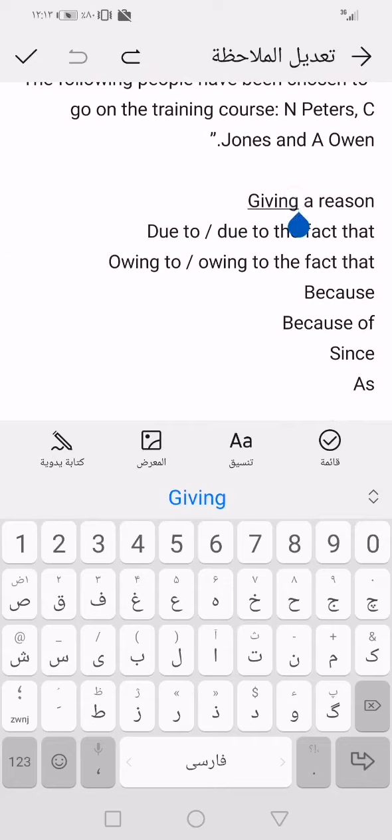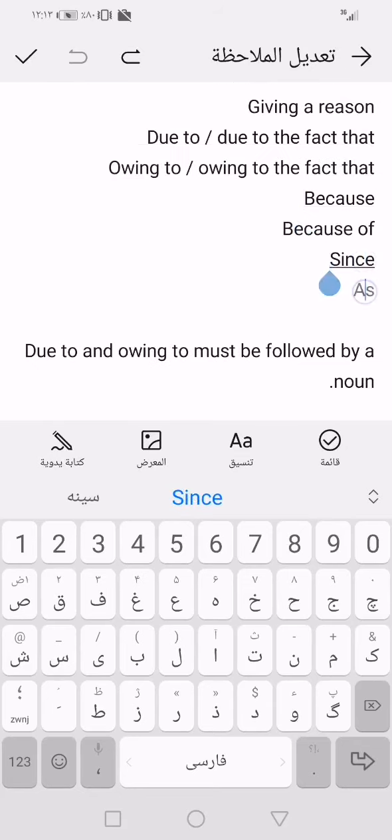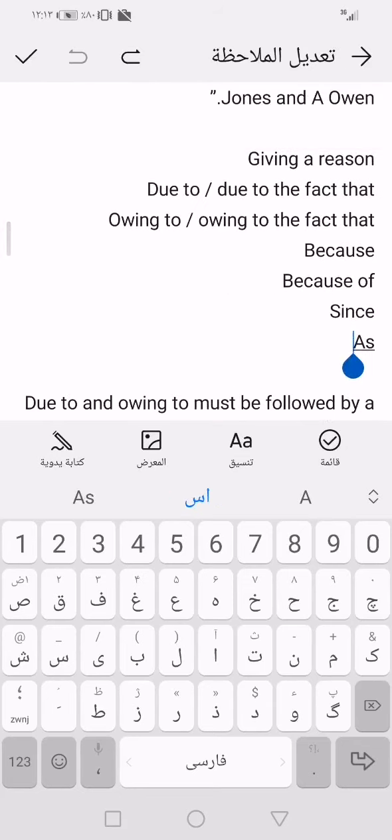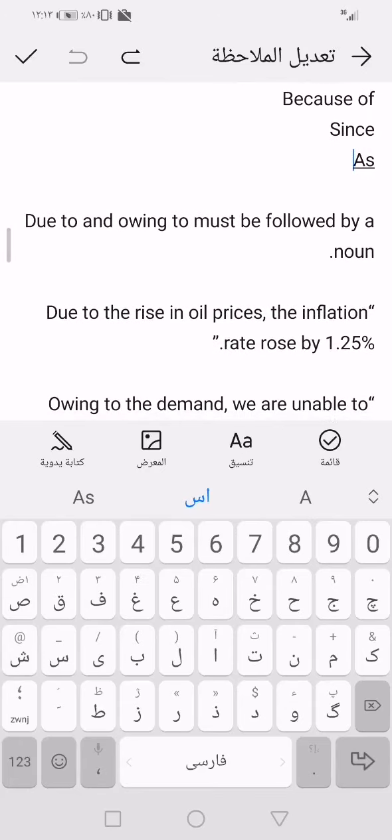Giving a reason، إعطاء سبب: due to، بسبب; due to the fact that; owing to the fact that; because of; since; as. هذه الكلمات تستخدم لإعطاء سبب. Due to and owing to must be followed by a noun. Due to and owing to، يعني هالكلمتين لازم تكون مسبوقة باسم.